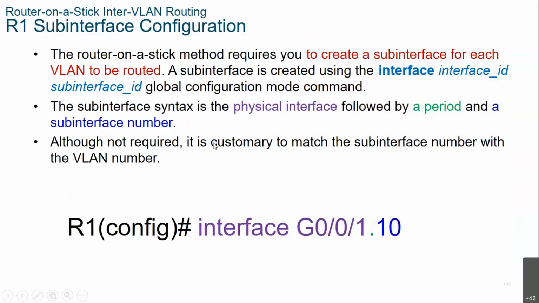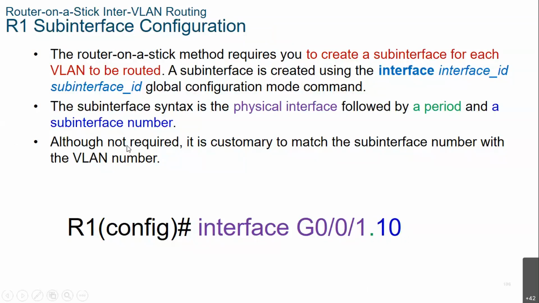Now on the router, you need to configure the sub-interfaces. Okay, so to configure the sub-interface, you have to create the sub-interface. To create the sub-interface, you use the command interface and then the interface ID. This is the physical interface followed by a dot that signifies after this is the sub-interface, and then the sub-interface ID. Sub-interface G0/0/1, which is the name of the physical interface, dot, and then the sub-interface ID.